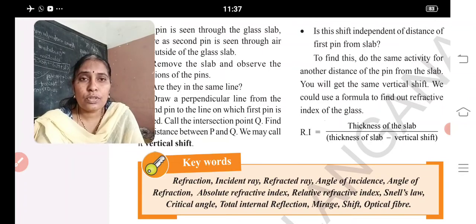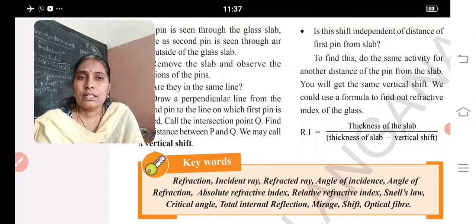What is the absolute refractive index? Speed of light in vacuum divided by speed of light in the other medium. What is the relative refractive index? Speed of light in vacuum divided by the speed of light in the other medium is said to be the refractive index. And we discussed the critical angle. What is meant by Snell's law? Sin i by sin r is equal to v1 by v2.